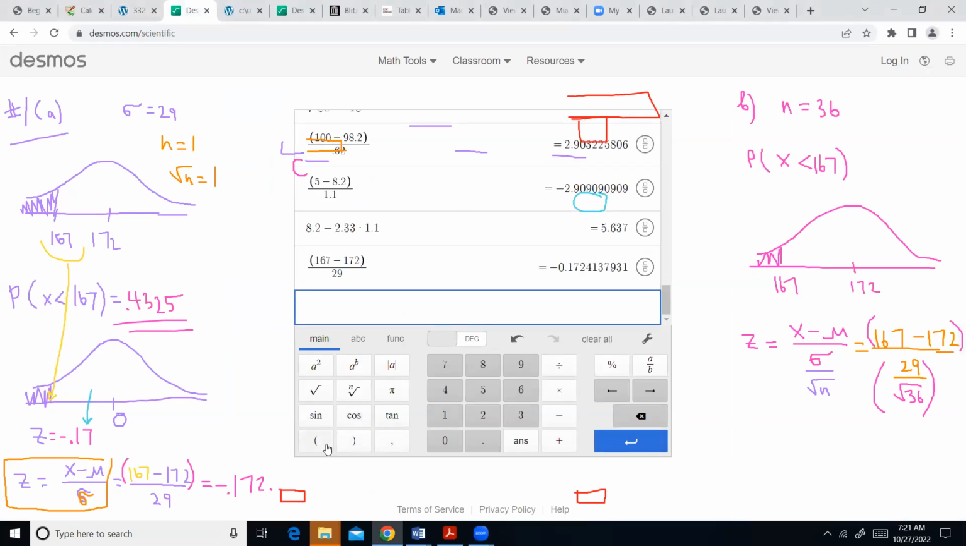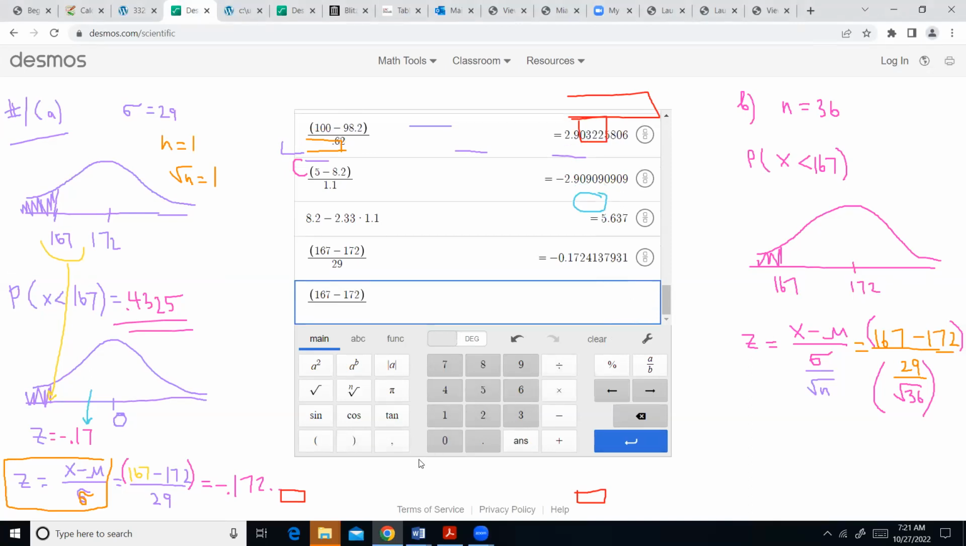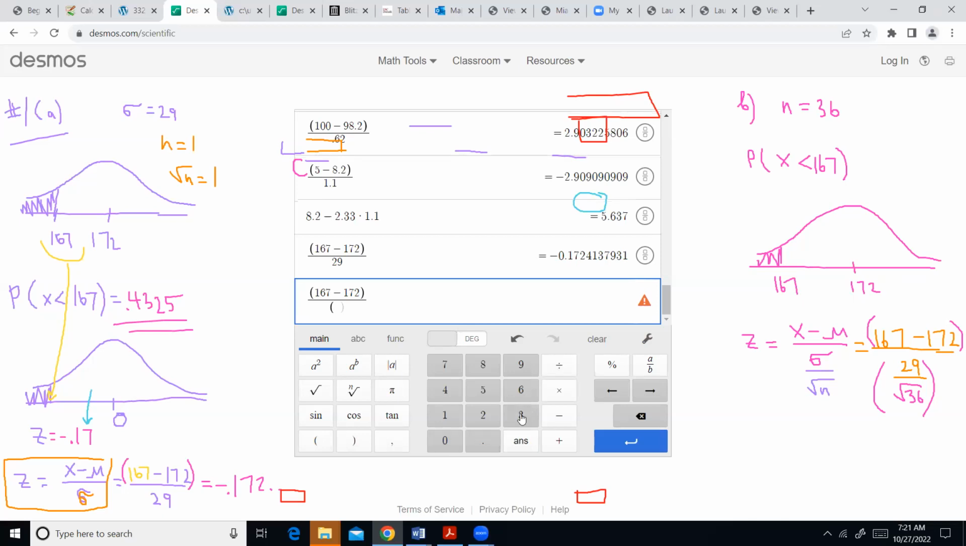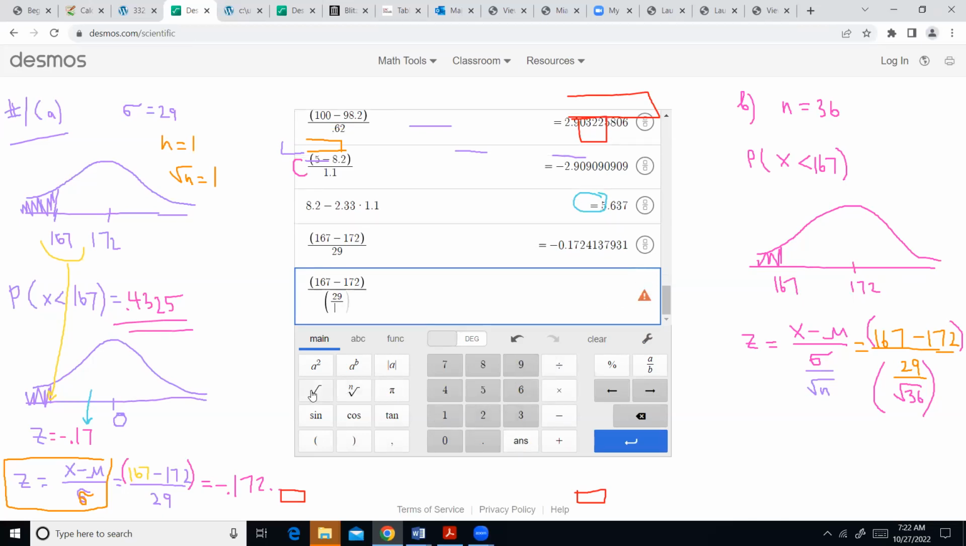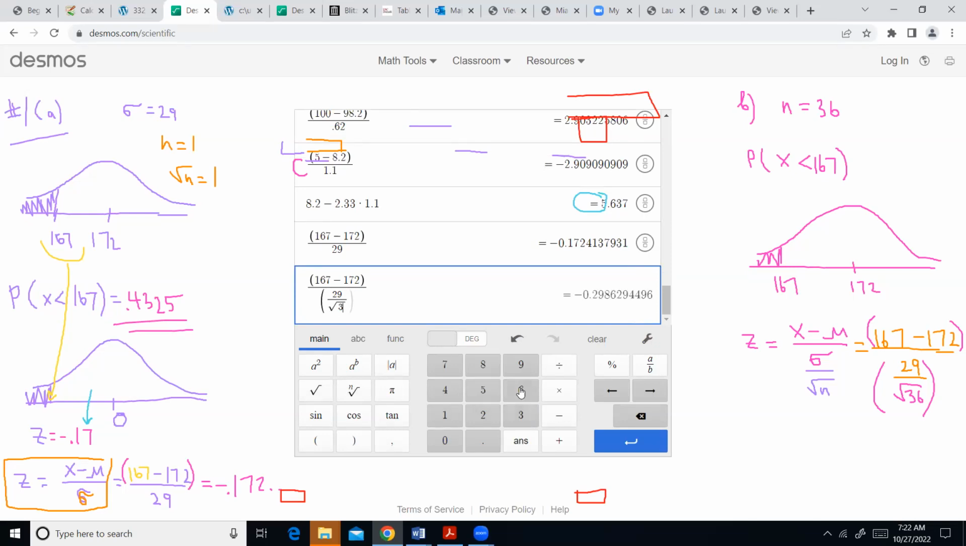So we have parentheses, 167 subtract 172, and then I will divide this by another set of parentheses, and there is 29 divided by the square root of 36. The square root of 36 is 6, whatever it is, the calculator can also calculate this. So I found the z-score.